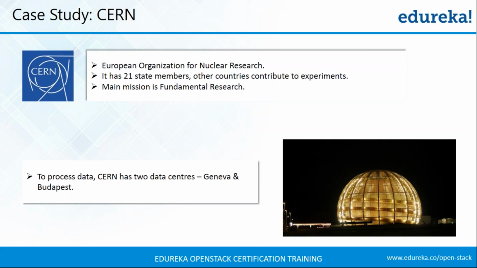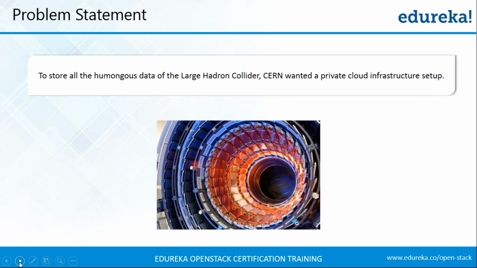So they're conducting a lot of experiments, and there are a lot of scientists actually working on a lot of different projects. So there is a lot of data, and to manage that data, they have got two data centers. One is in Geneva and the other one is at Budapest. So let us now understand why they actually thought of using OpenStack.